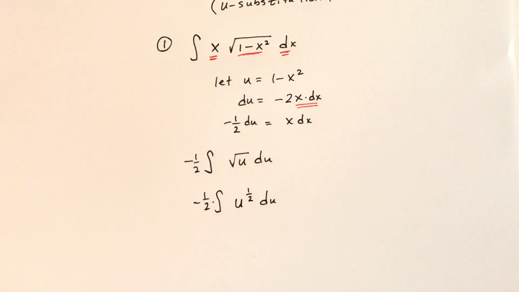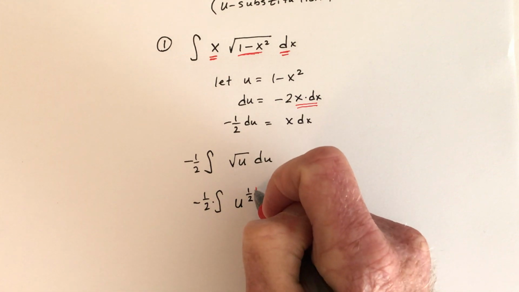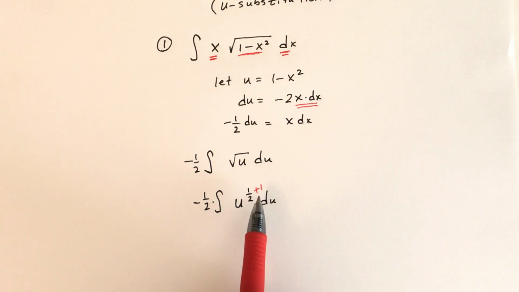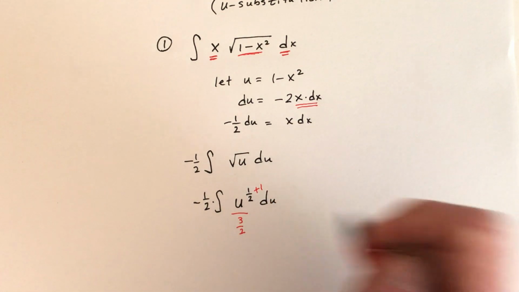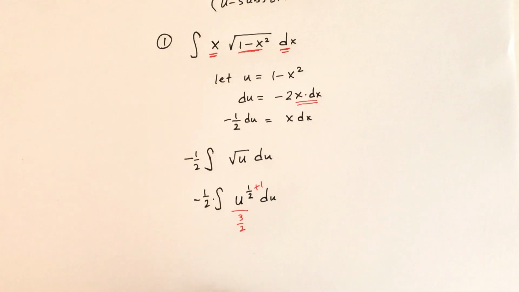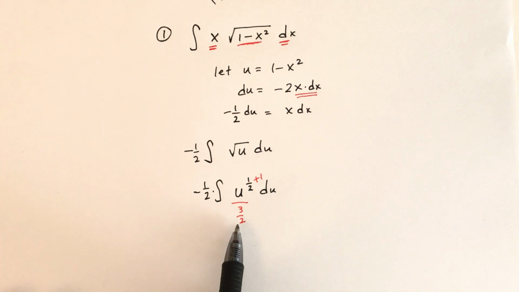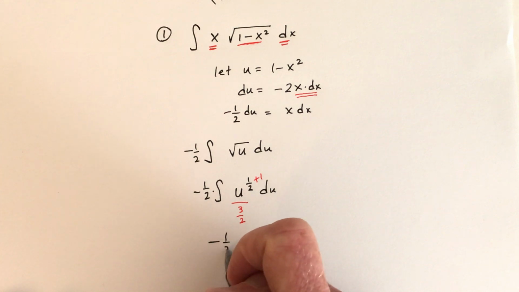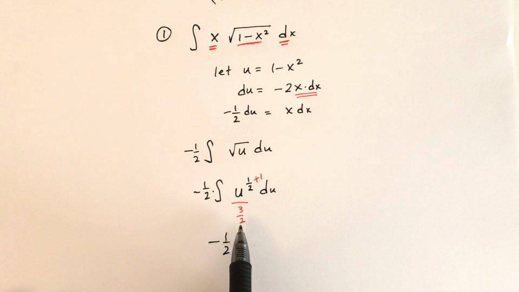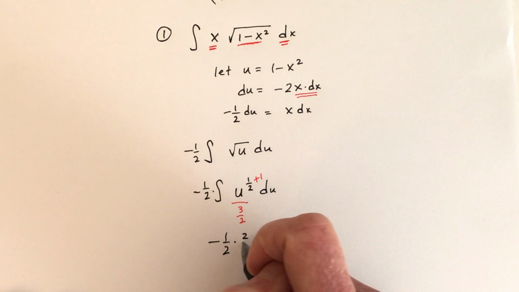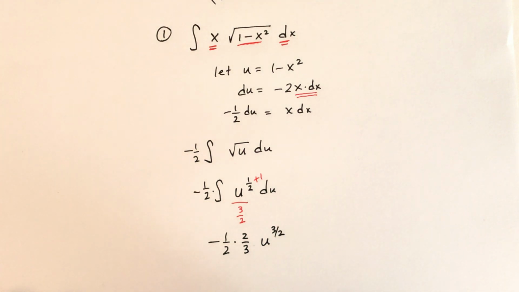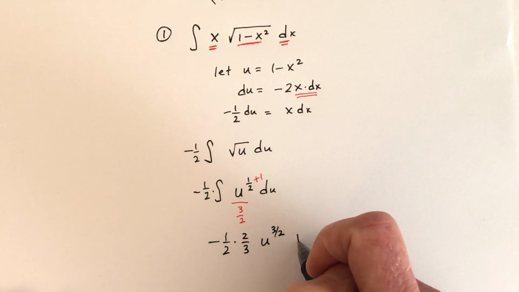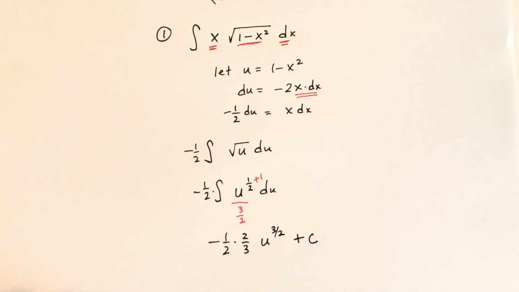And now to find the antiderivative, you can just add 1 to the exponent. That's going to be 1/2, or in other words 3/2, and then divide by 3/2. So when you divide by a fraction, you can simplify that by saying multiply by the reciprocal. So I already had a negative 1/2, and now multiply by the reciprocal, so that's going to be a 2/3. And then the u is going to be to the 3/2 power. And now that we're done finding the antiderivative, I do need to put the constant of integration, so plus c.